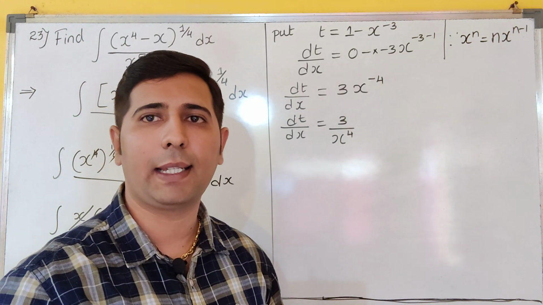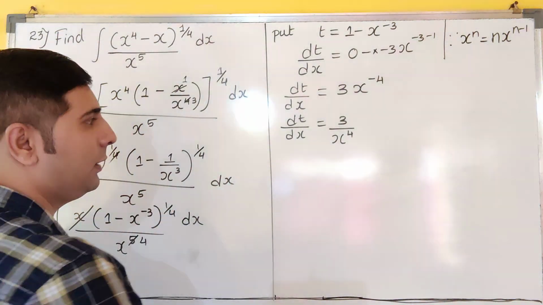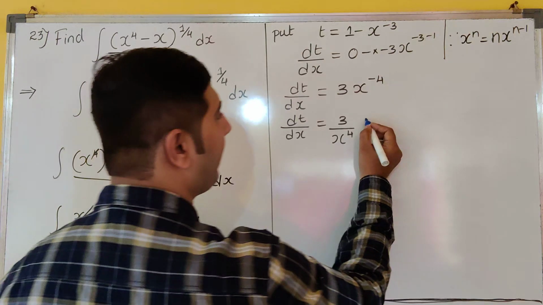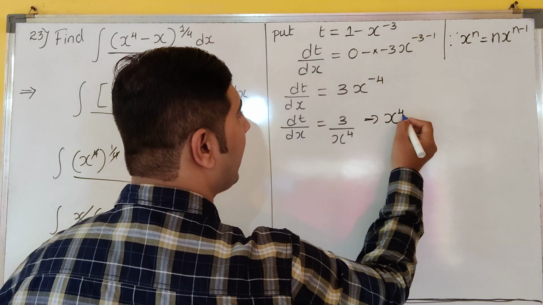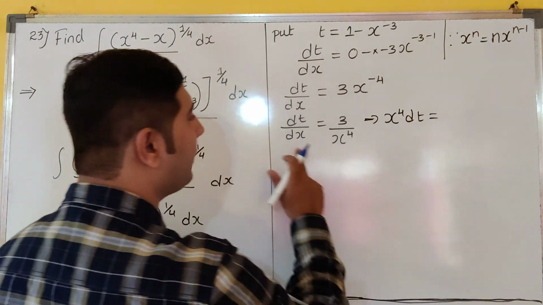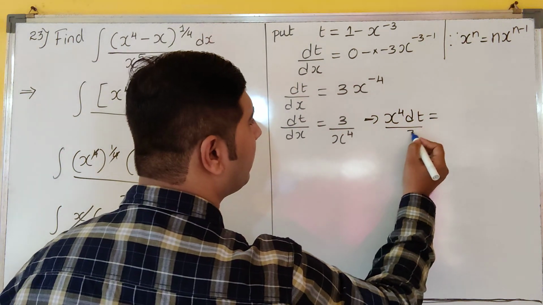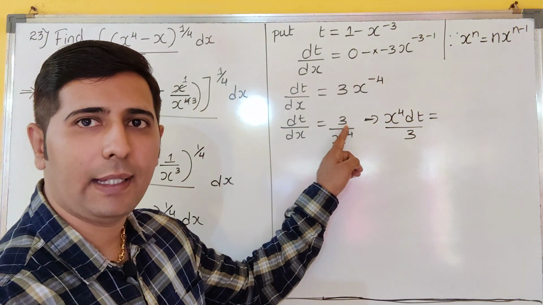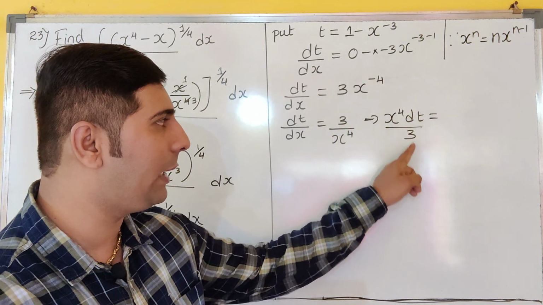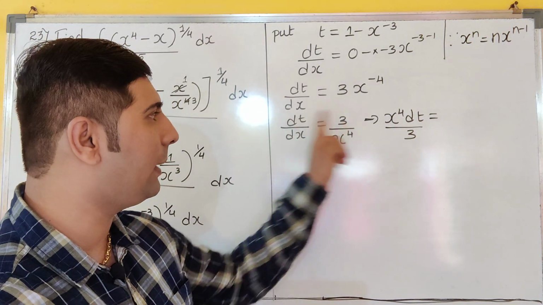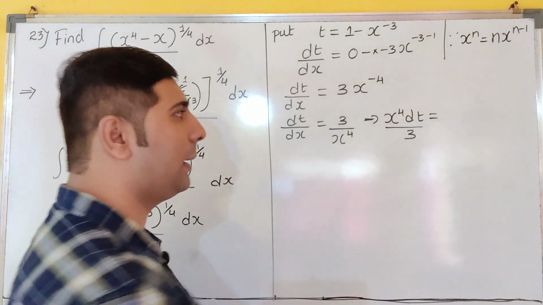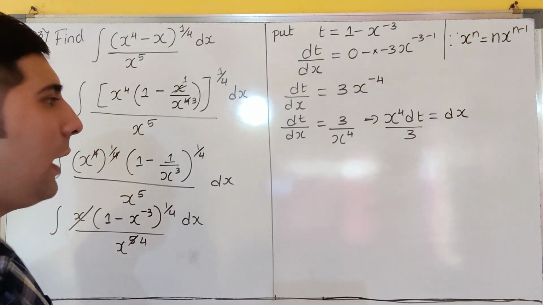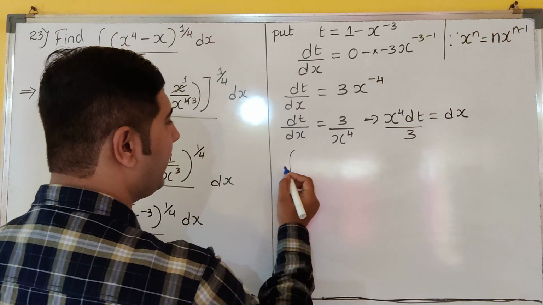Clear? Is it understood? So x raised to 4 you cross multiply. x raised to 4 dt I will write, and 3 you take down and dx you send this side. See here, this 3 I am taking it down, dt by 3, x raised to 4 cross multiply, and dx you cross multiply, it will come here. All of you understood?